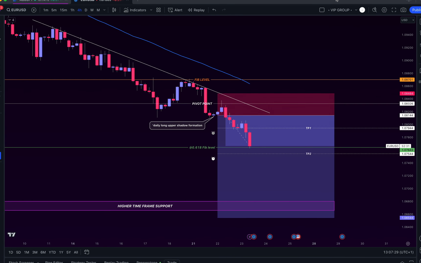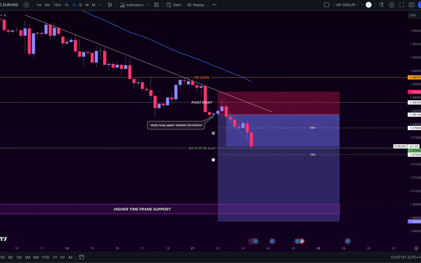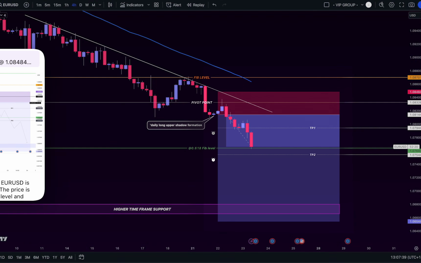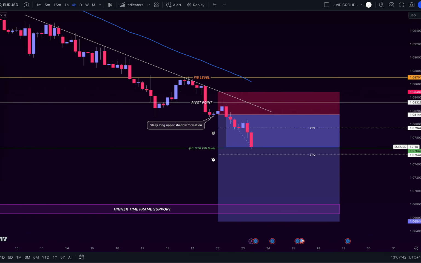And as you can see, currently I have Euro USD on my charts. This is the trade that I sent to my VIP members yesterday, following the exact same trading strategy I'm about to show you. And as you can see, the trade is doing pretty well, nearly reaching take profit 2.